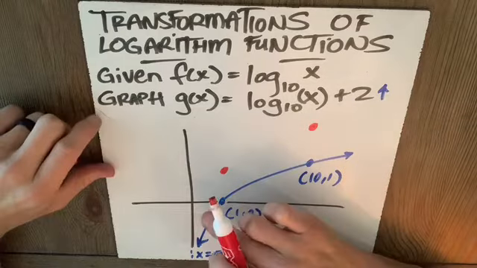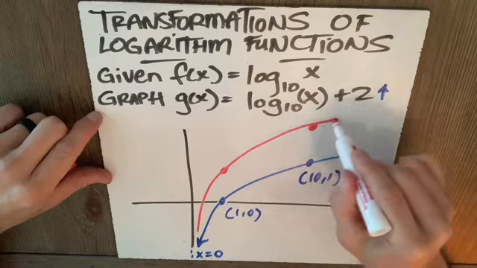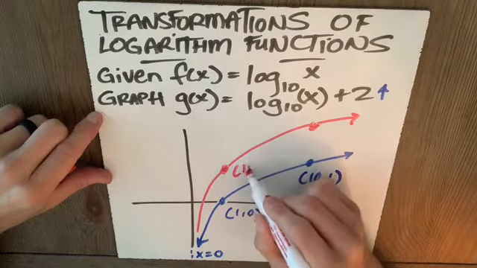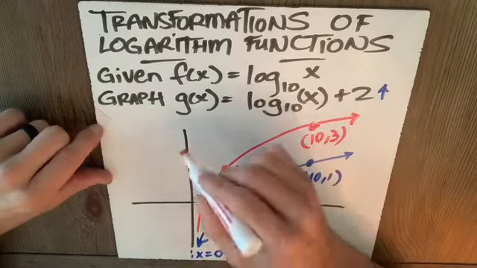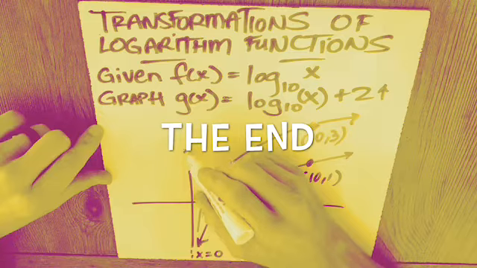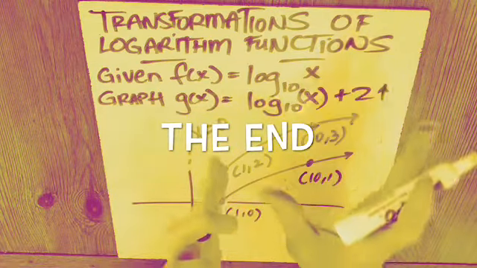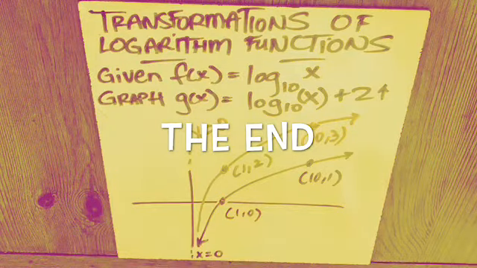So my new graph is going to look something like this. And I have this point 1, 2, and 10, 3, and an asymptote here still at x equals 0. I've taken my graph and shifted it up. That does not affect my vertical asymptote.